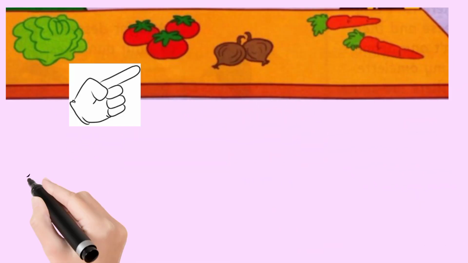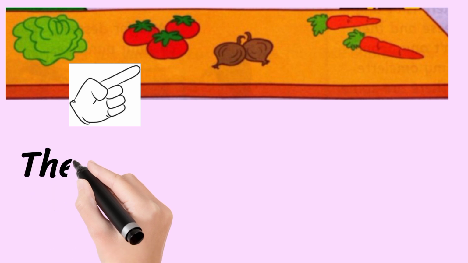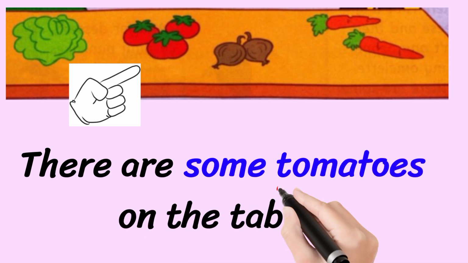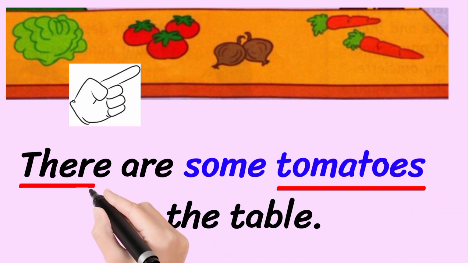Look at the picture. Look at the pointing finger. The finger is pointing at three tomatoes. We can say, there are some tomatoes on the table. Tomatoes are plural. So we use there are.